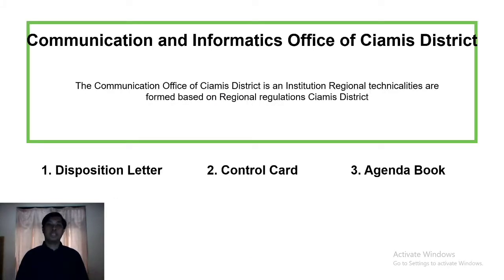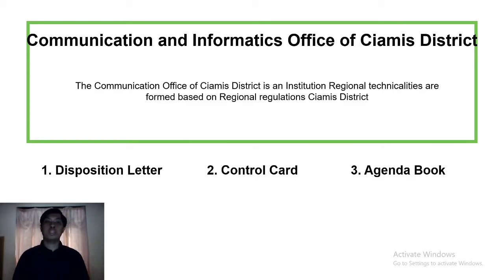The next is the Communication and Informatics Office of Ciamis District. The Communication Office of Ciamis District is a regional technical institution based on the regional regulation of Ciamis District. Here, there are three parts, namely disposition letter, control card, and agenda book. Okay, we will discuss one by one.